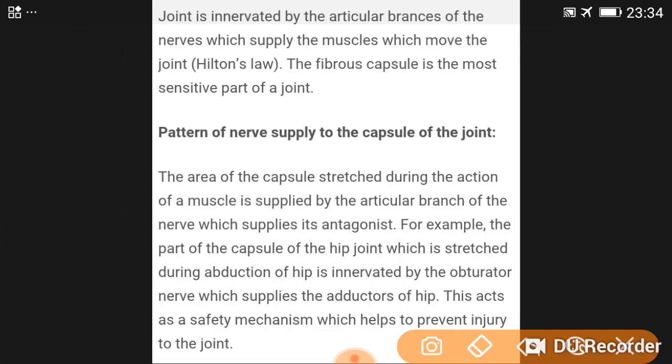Joint is innervated by the articular branches of the nerves which supply the muscles which move the joint. Hilton's law. The fibrous capsule is the most sensitive part of a joint. Pattern of nerve supply to the capsule of the joint: the area of the capsule that is stretched during the action of a muscle is supplied by the articular branch of the nerve which supplies its antagonist. For example, the part of the capsule of the hip joint that is stretched during abduction of the hip is innervated by the obturator nerve, which supplies the adductors of the hip. This acts as a safety mechanism which helps to prevent injury of the joint.